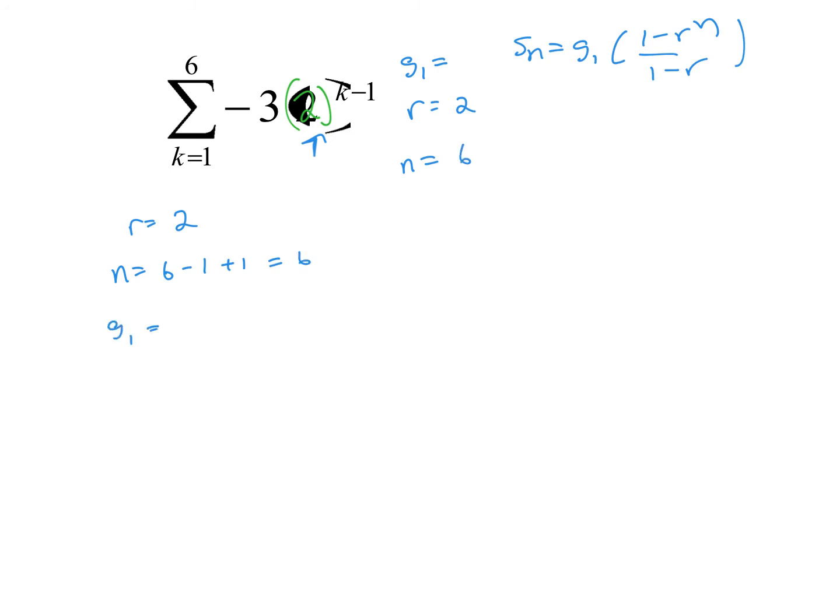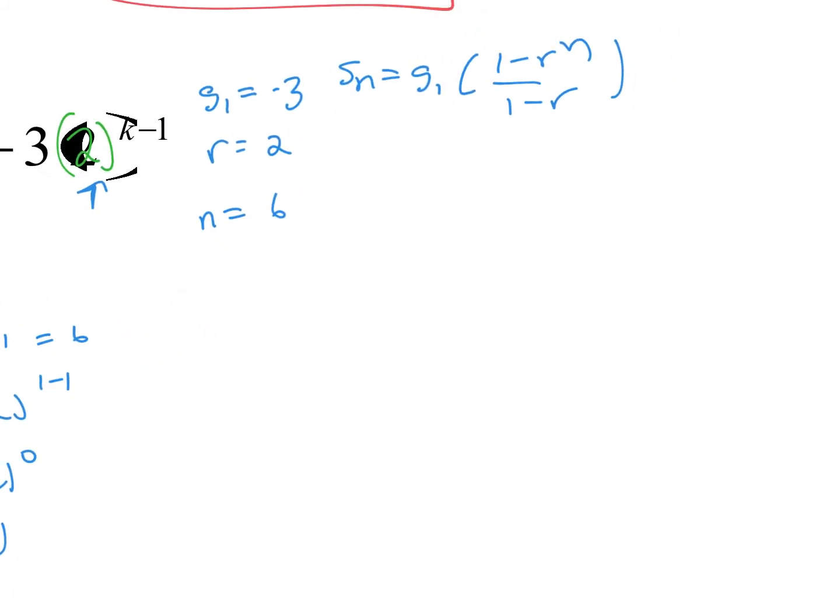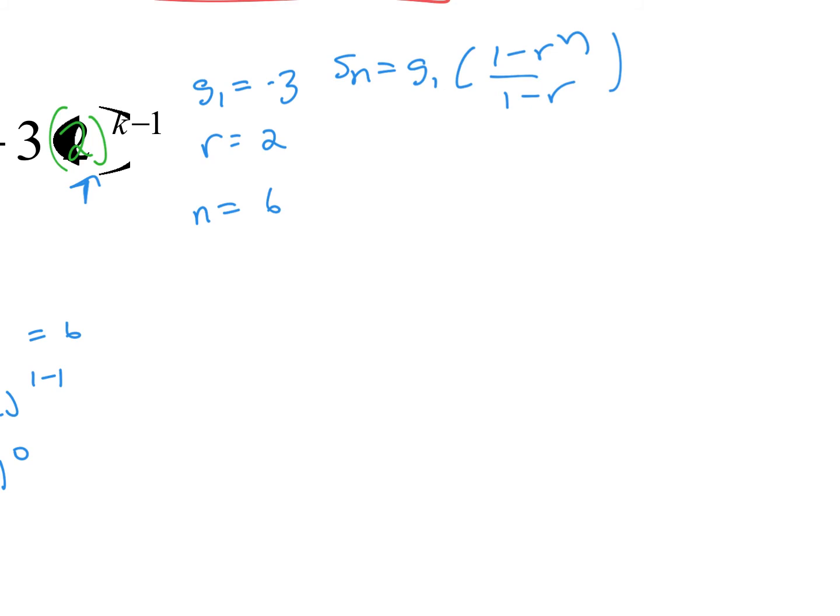G sub 1, I'm going to plug in my bottom number. So I got negative 3 times 2 to the 0 power. 2 to the 0 power is 1, so my g sub 1 is equal to negative 3. So my g sub 1 is negative 3, my r is 2, and my n is 6. We talked about this, and now I can zoom in over here. I have enough information now to solve and find it. So the sum of my first 6 terms, because my n is 6, g sub 1 is negative 3, 1 minus 2 to the 6 over 1 minus 2. So I get negative 3.